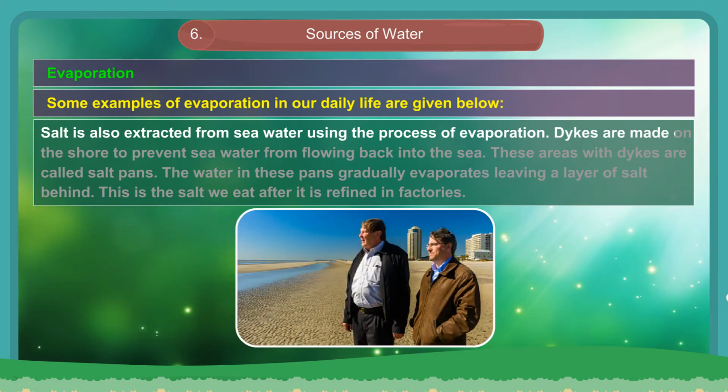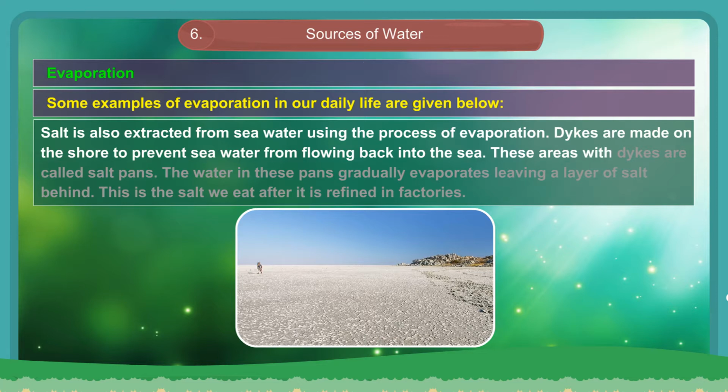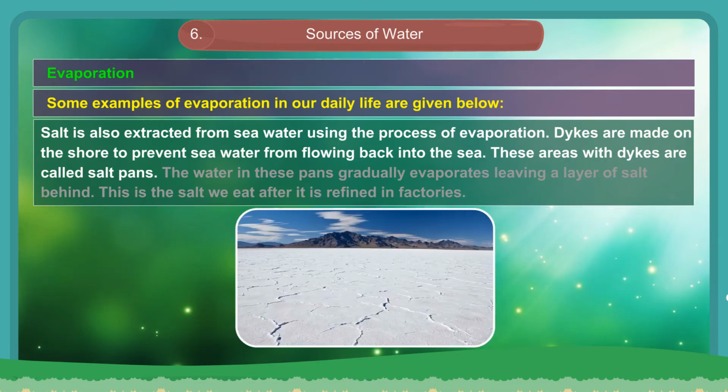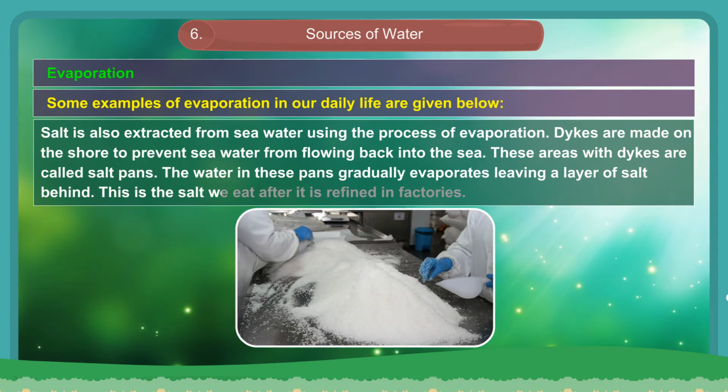Dikes are made on the shore to prevent seawater from flowing back into the river. These areas with dikes are called salt pans. The water in these pans gradually evaporates, leaving a layer of salt behind. This is the salt we eat after it is refined in factories.